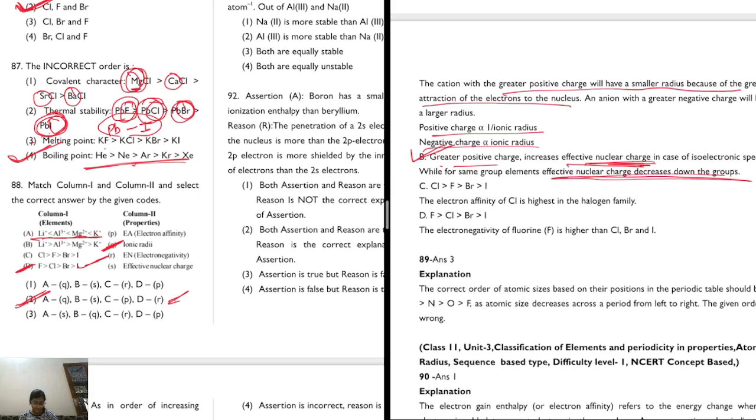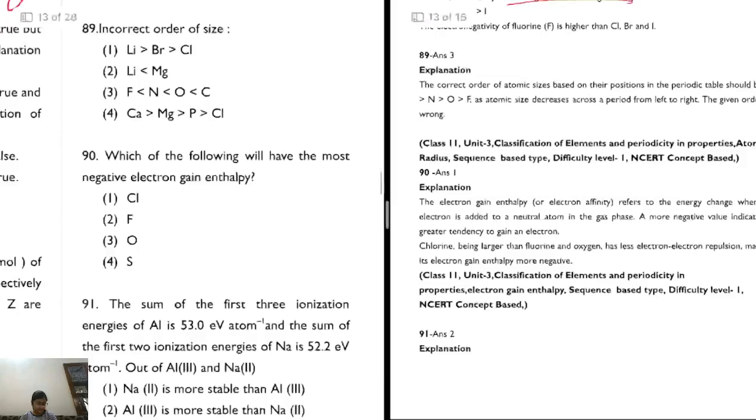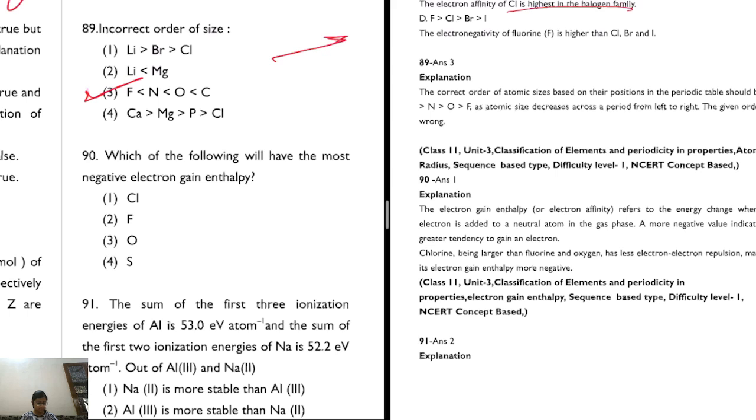The electron affinity of fluorine is the highest in the halogen family? We all know that now, because of the interelectronic repulsions of fluorine. Now let's move to the next question. The incorrect order of size: what is the incorrect order of size? In a period, the size decreases, so this is the incorrect order. It should have been carbon, nitrogen, oxygen, then fluorine. This is wrong.